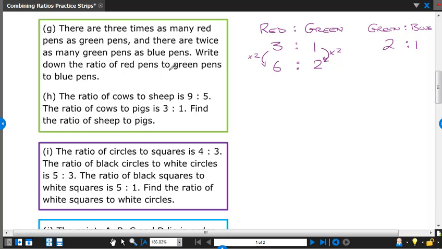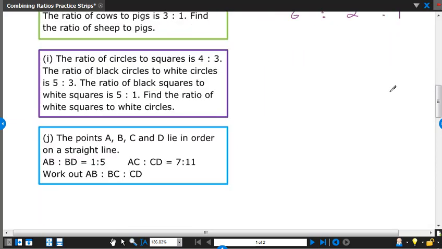Ratio of red pens to green pens. Okay, well that looks pretty easy. Red pens, green pens to blue pens. Okay, red to green to blue. So it's 6 to 2 to 1. Done. Okay.